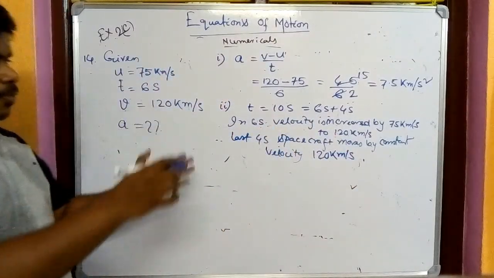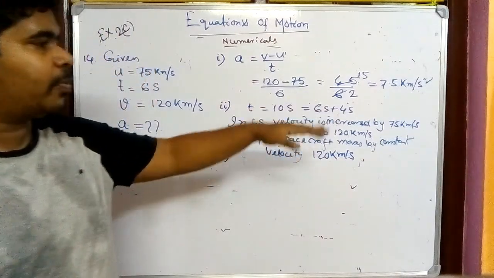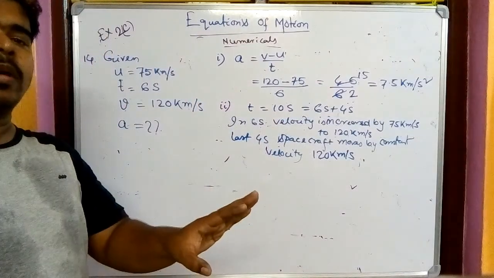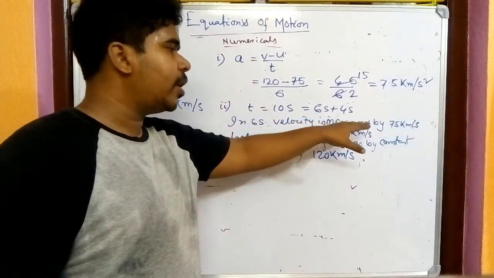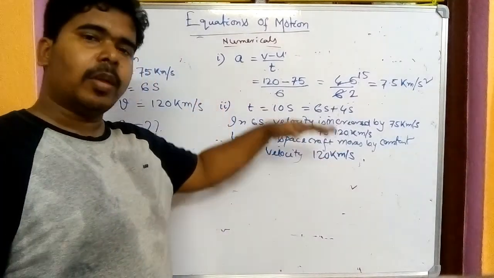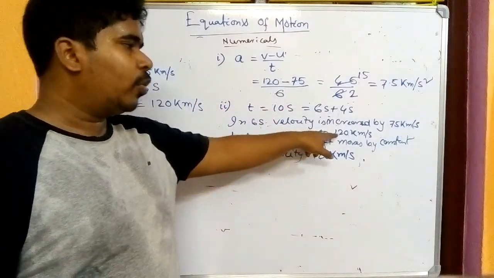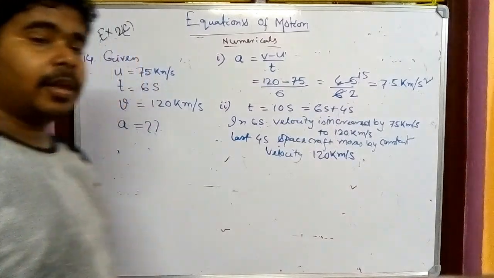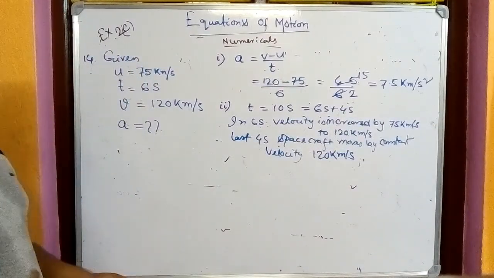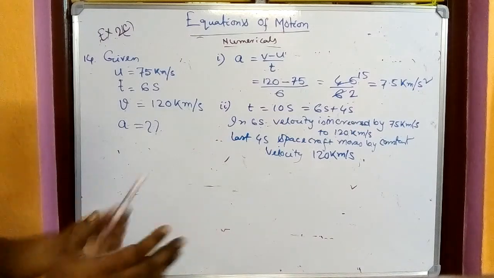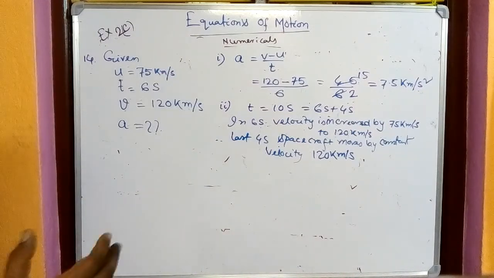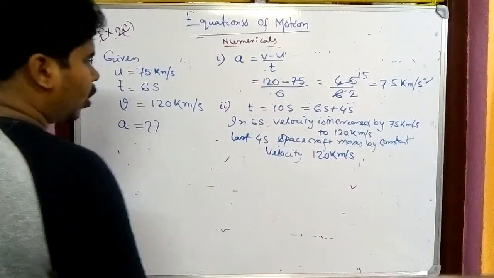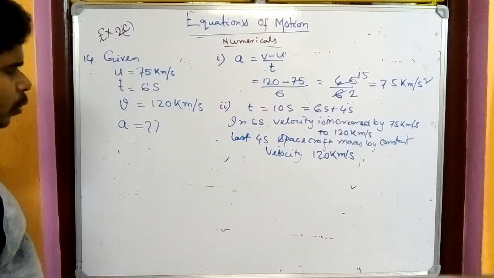I'm just explaining this again. The total time for displacement is 10 seconds, and in between, for 6 seconds the motor has been on, and the velocity increased from 75 to 120. After that the motor is off, and we will take the velocity as constant 120 for the further 4 seconds. So we have to find two distances, for the first 6 seconds and the next 4 seconds, and then add them. I have written a little smaller, so if you pause it and look, I think you can understand.